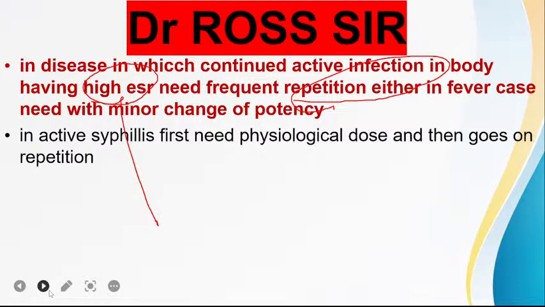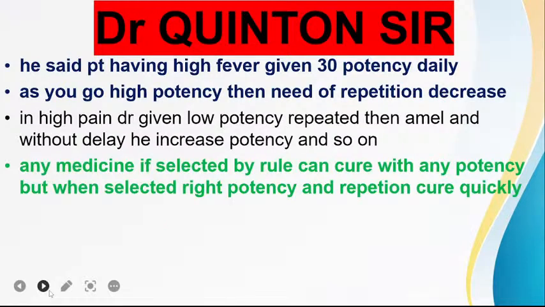Suppose a patient comes to our clinic with fever from a long time, having high ESR, and we have prescribed a single dose, and the patient is not improving well, so from that point we can use the idea of Dr. Ross sir. The last part of the doctors' experiences: we are talking about Dr. Quinton sir's experience.